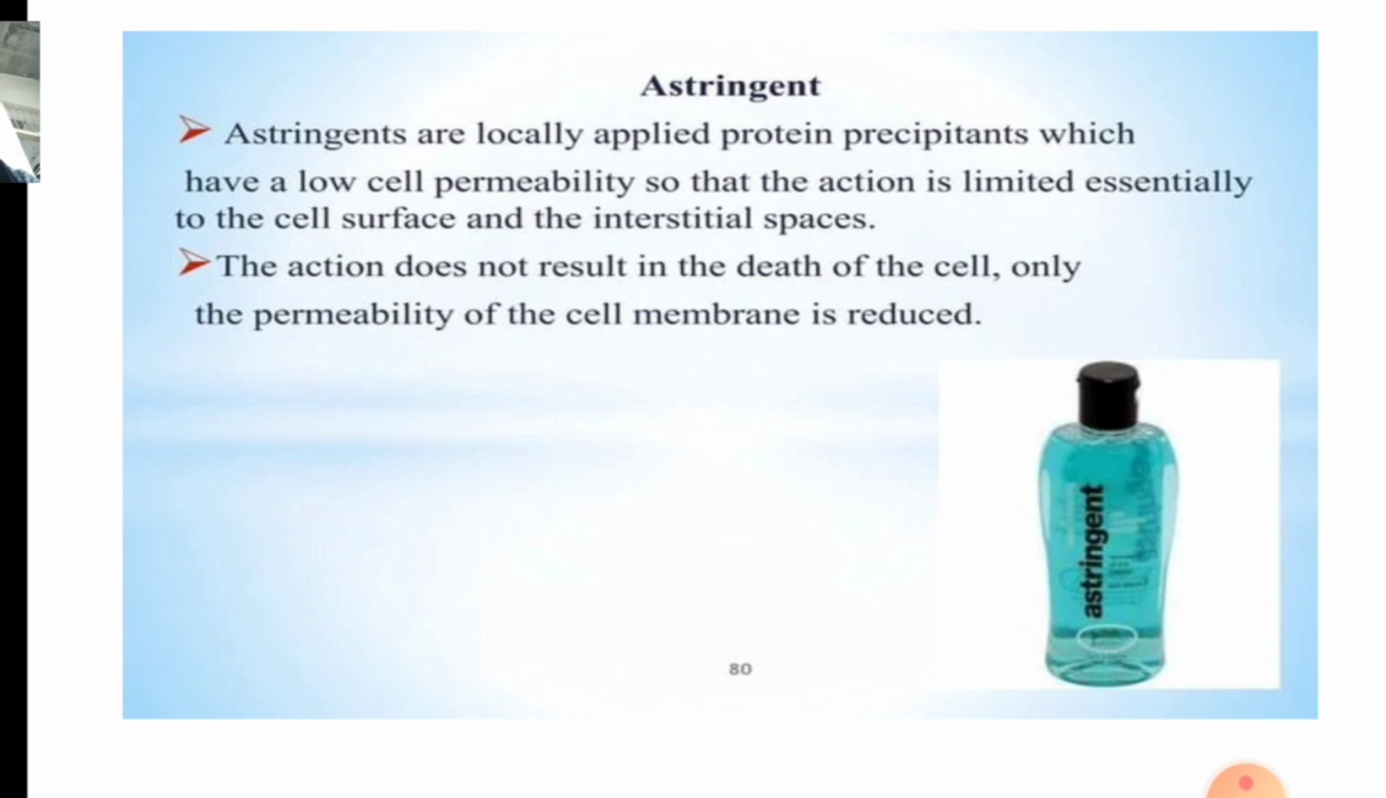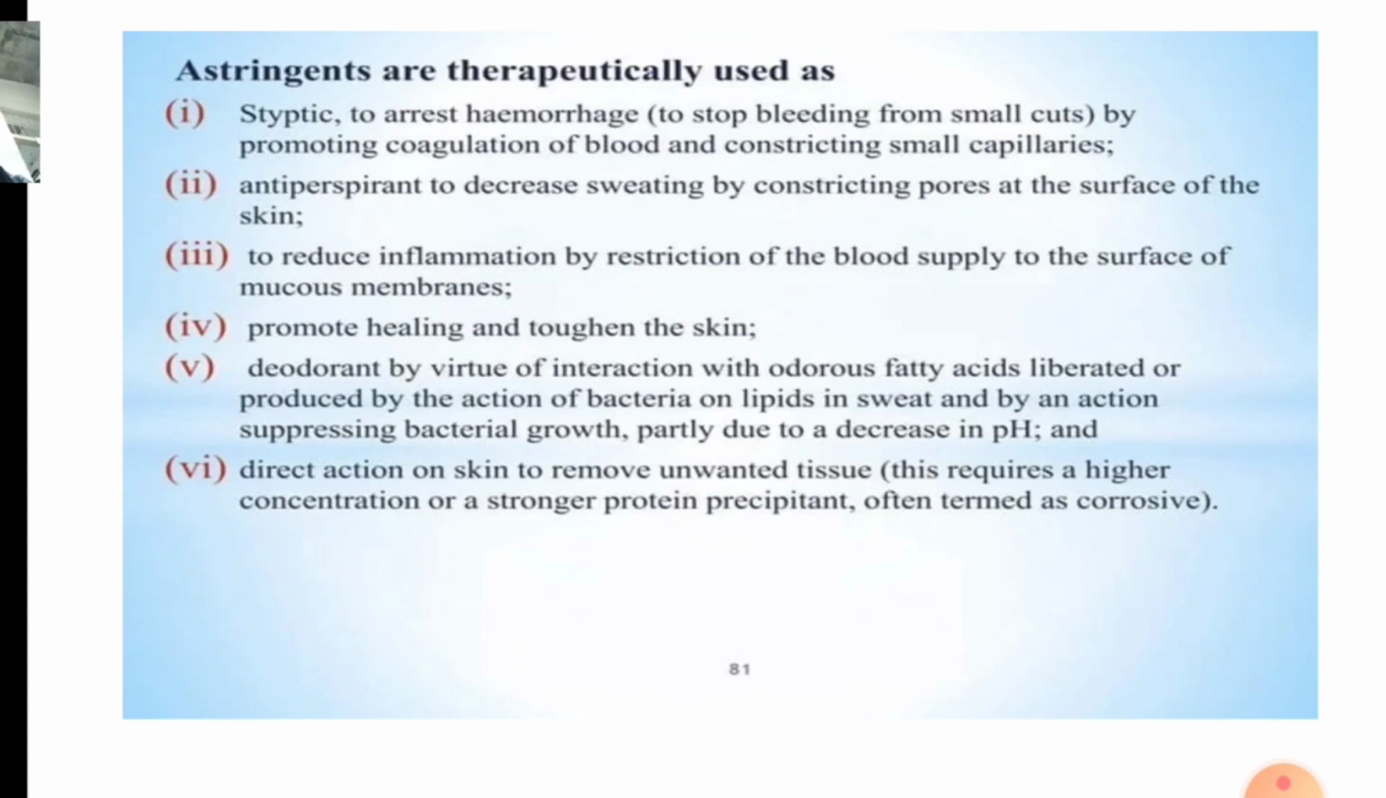Next is the astringent. Astringents are locally applied protein precipitants which have a low cell permeability, so that the action is limited essentially to the cell surface and the interstitial spaces. The action does not result in the death of the cell. Only the permeability of the cell membrane is reduced.